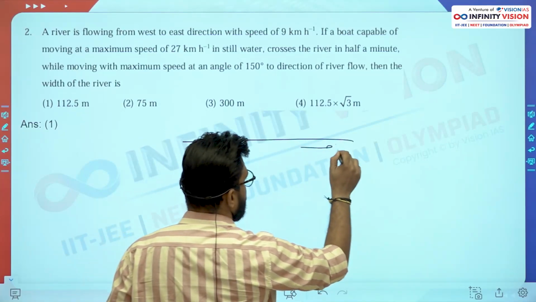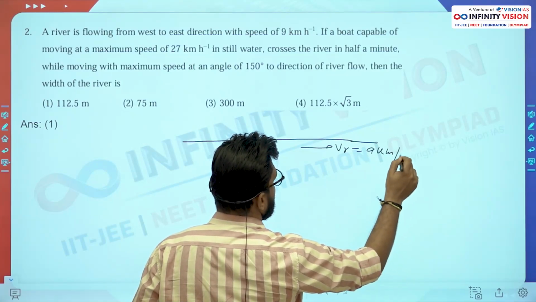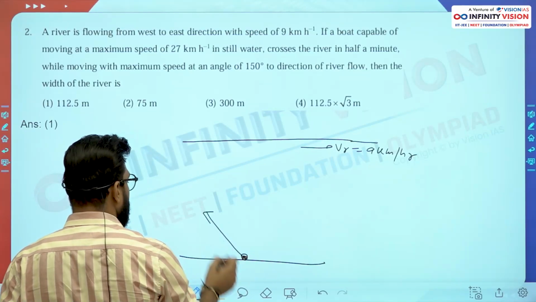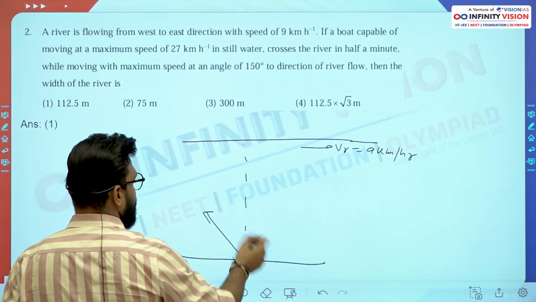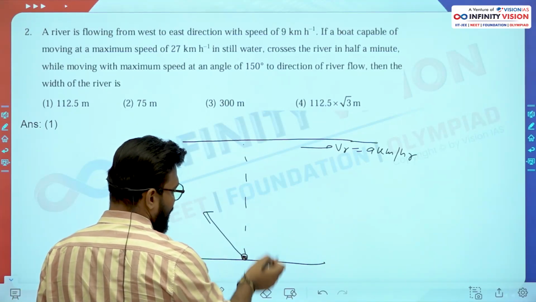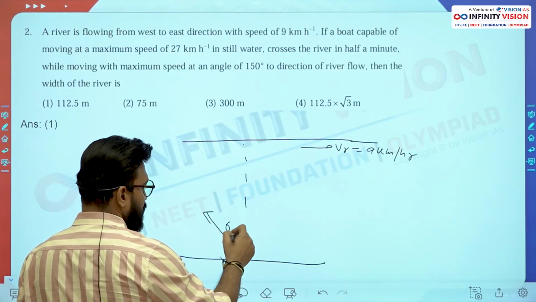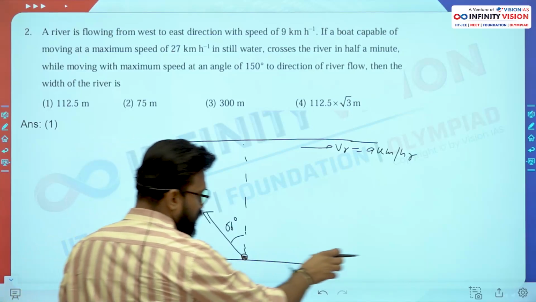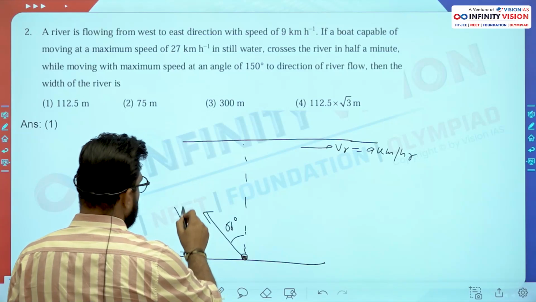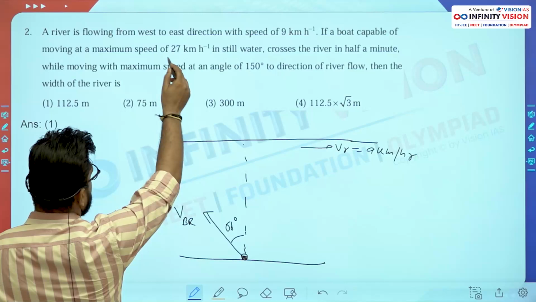the speed of the river VR, which is given to you as 9 km per hour. A boat is moving at an angle of 150 degree with the flow of the river. Okay, so this whole angle would be 120. This is 90, so this would be 60. Don't you think? So with the direction of flow, it makes an angle of 150 degree. So this would be the velocity of the boat with respect to the river, which is nothing but 27.